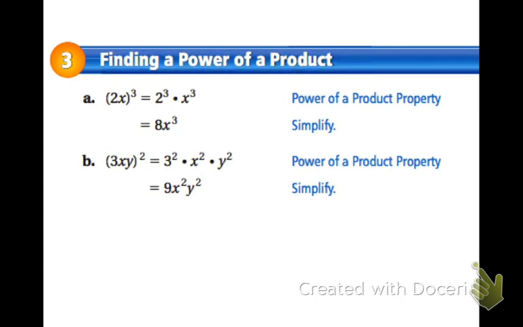And finally, finding the power of a product. So in a way, we're just distributing the exponent to each factor inside the parentheses. So 2 cubed times x cubed. In this case, to simplify, they're allowing you to go ahead and evaluate the answer, 8x cubed. That's fine, okay? Because that definitely does simplify it when you have the number part as the coefficient. So 3 squared times x squared times y squared would become 9x squared y squared.